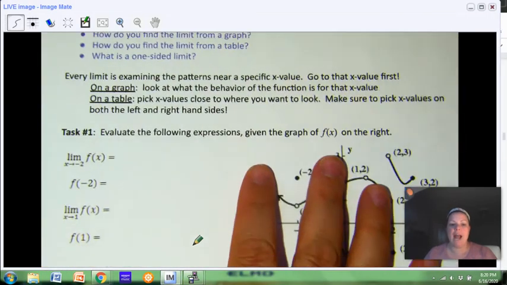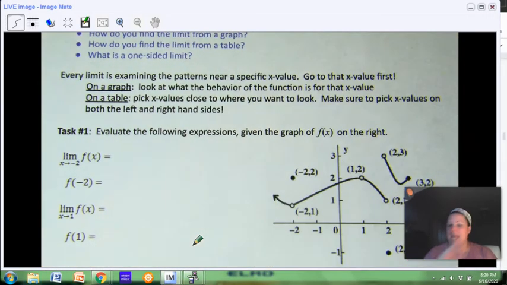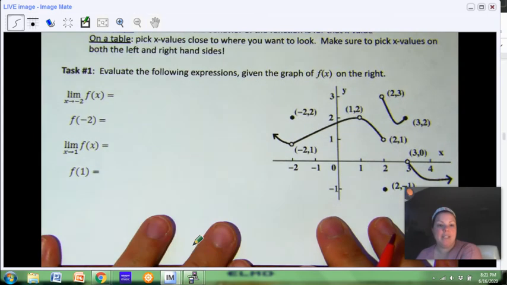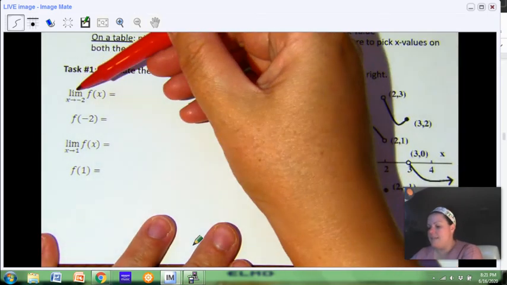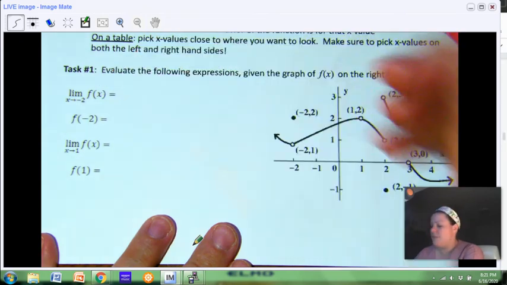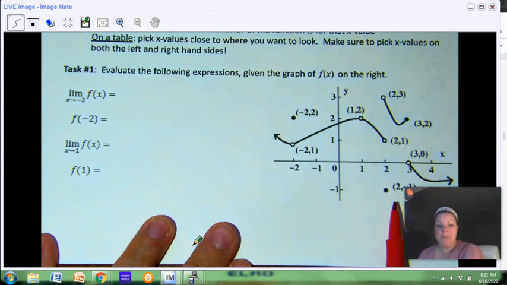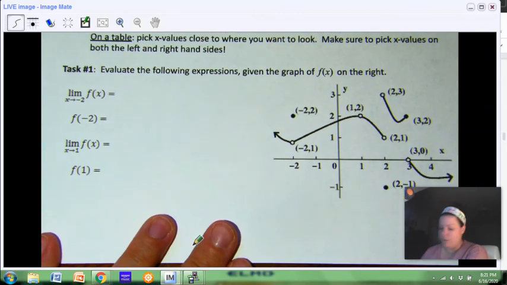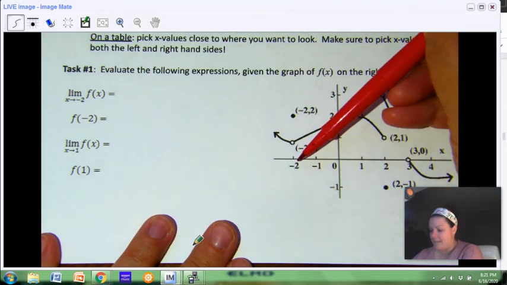So on a graph, you want to be looking at the behavior of the function for what's going on for that particular x value. So here under task number 1, we're taking a look at the limit as x approaches -2 of the function f of x. So this is our function f of x over here. We're going to take a look by starting at x equals -2, the specific x value that they gave us.